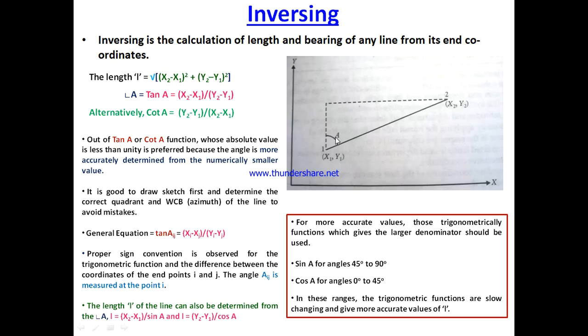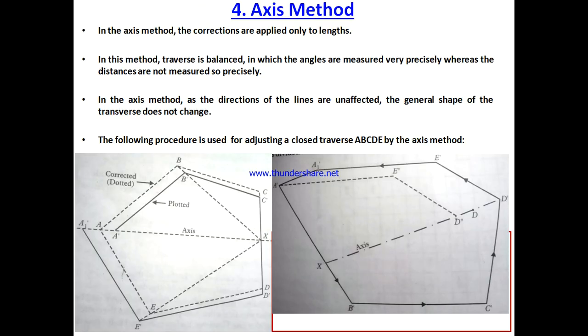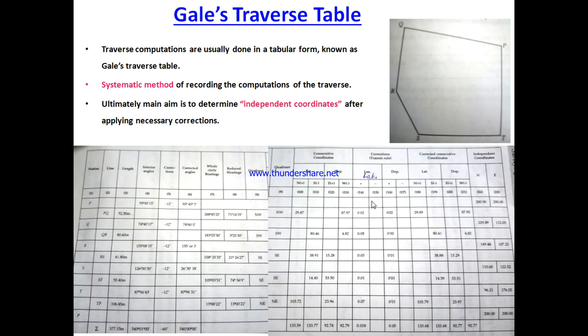Here it is already mentioned that you need to adjust the coordinates using Bowditch rule. Earlier, in the case of Gale's traverse table, we used the transit rule system. How to use it? We already know how to use the formula. What is the formula for the transit rule?